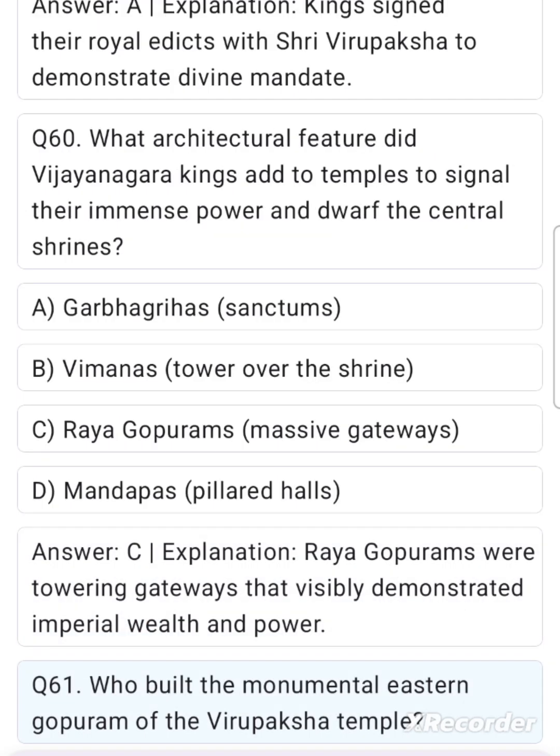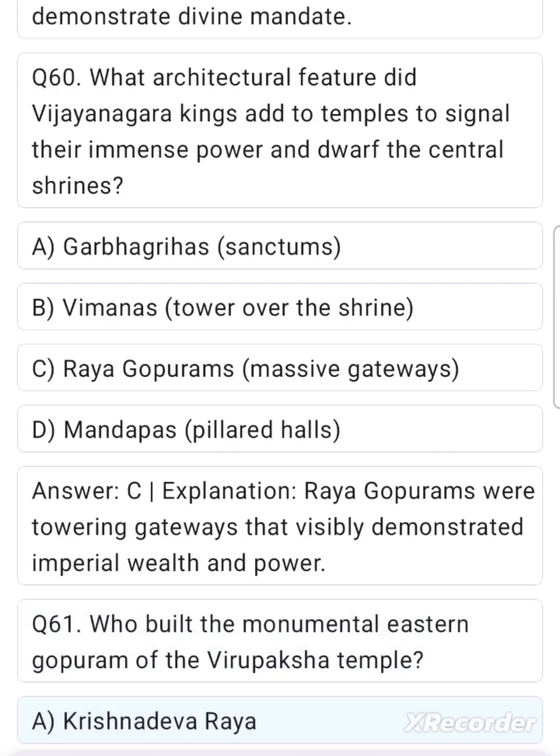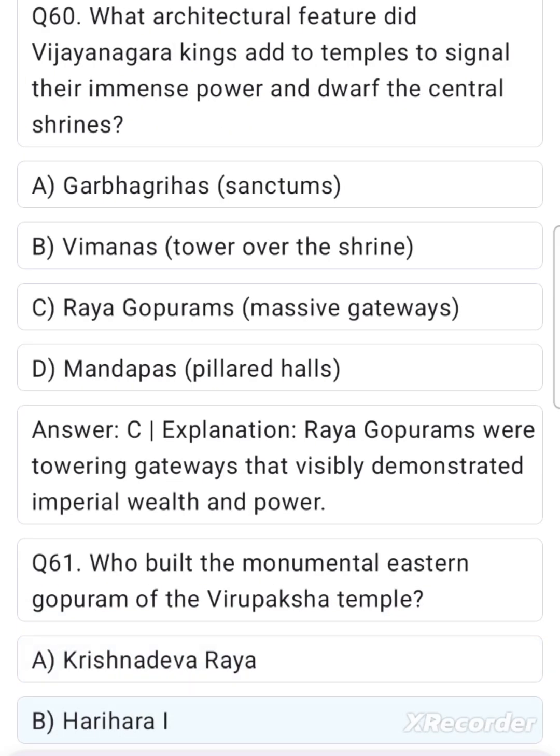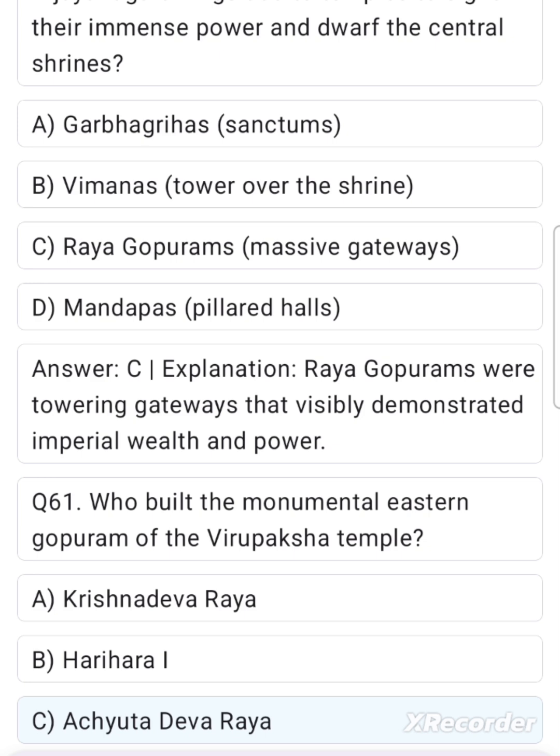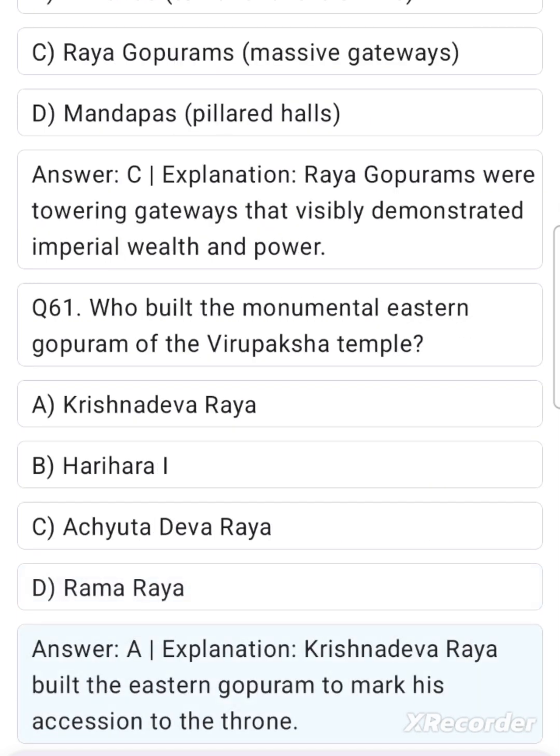Q61. Who built the monumental eastern gopuram of the Virupaksha temple? A. Krishnadeva Raya. B. Harihara I. C. Achyuta Deva Raya. D. Rama Raya. Answer. A. Explanation. Krishnadeva Raya built the eastern gopuram to mark his accession to the throne.